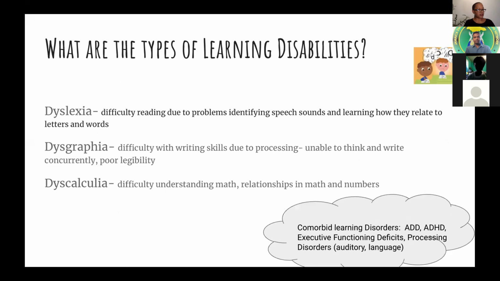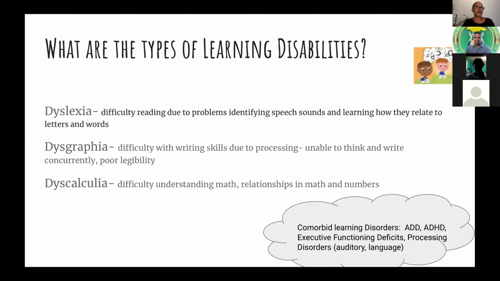So of course, you know this already, many of the types of learning disabilities that are out there are dyslexia, difficulty with reading, can't identify speech sounds and how they relate to letters and words, or they see a word and they flip it. They can't tell the difference between a B, a D, a P, a Q. We have dysgraphia, difficulty with writing skills. Again, they're not able to think and write at the same time. And of course, poor legibility. And that has a lot to do with organization too. They're the ones that are not starting at the margin, or they can't figure out that this word is going to be too long for the sentence. So they squish up the letters, or they continue on the second line. You know those kids. And dyscalculia, which is difficulty understanding math, relationships in math, and numbers.